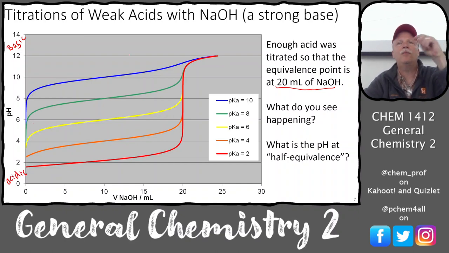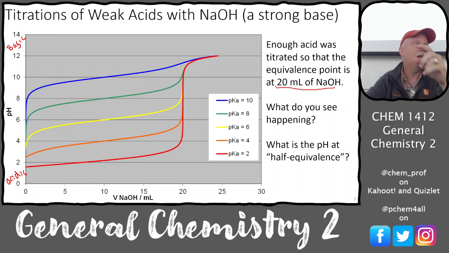We're putting in a strong base of sodium hydroxide. There's really very little change to the pH until I run out of acid. When I run out of acid, I add that one more drop of base and the pH shoots up, because now I'm just adding base to water. The acid's gone. So you add a little bit of base to water, you get a whole lot of hydroxide ion and the pH goes way high.